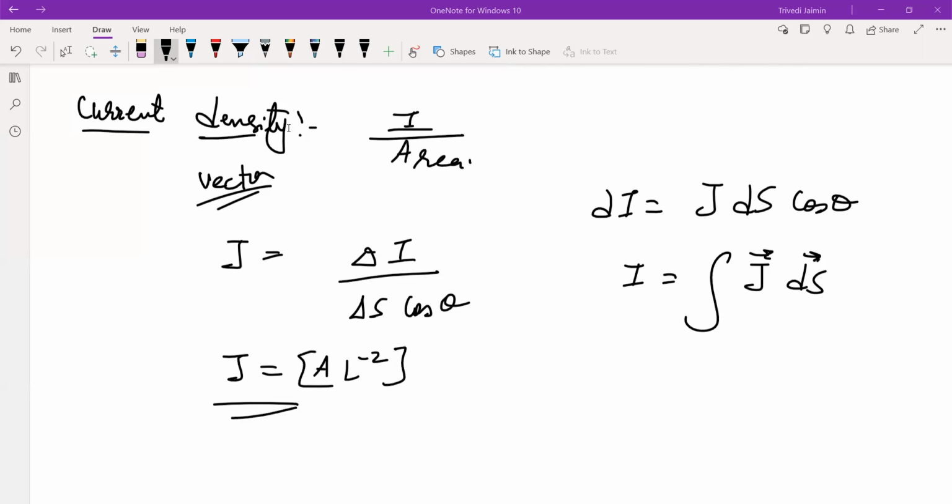If you compare with the previous topic, flux, what was the flux there? Phi: magnetic field lines passing per unit area. That was magnetic flux. Here, for current density, current is passing through it. So we can say current is the flux for current density. Next is relaxation time.